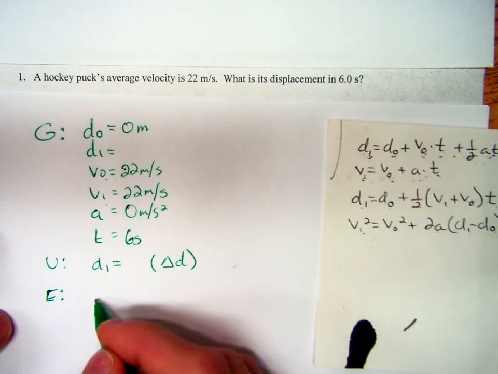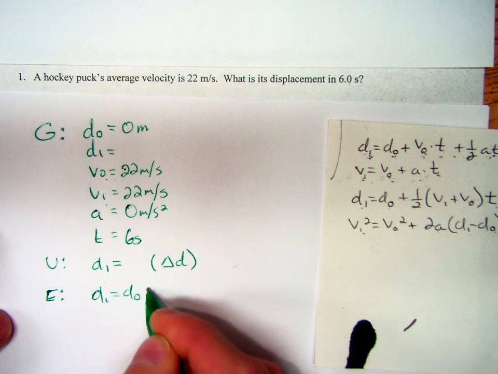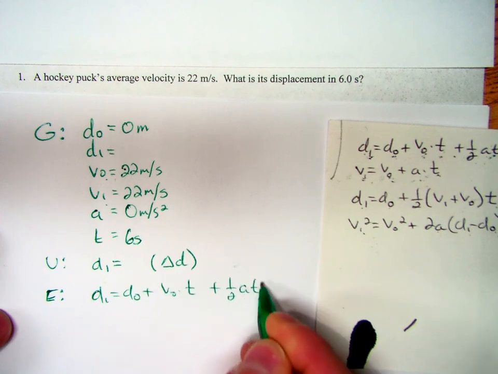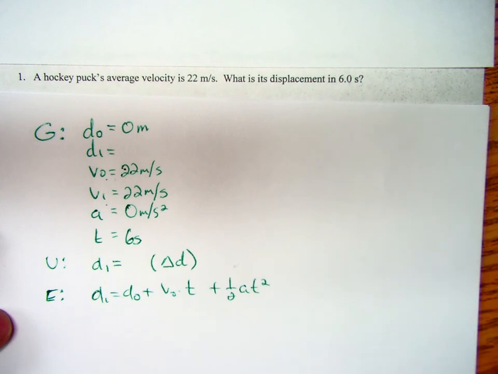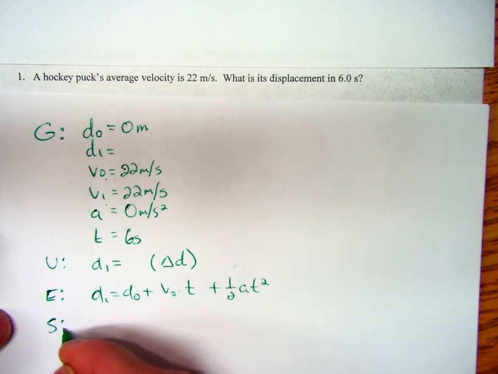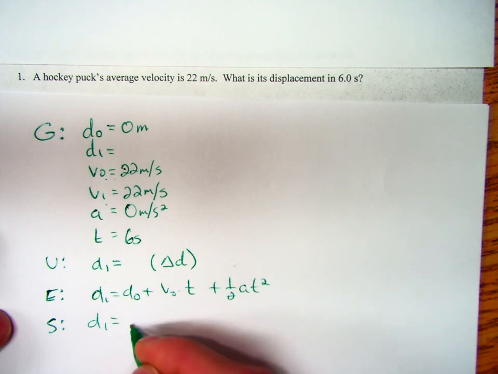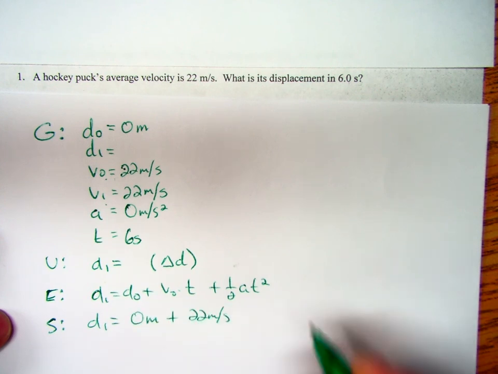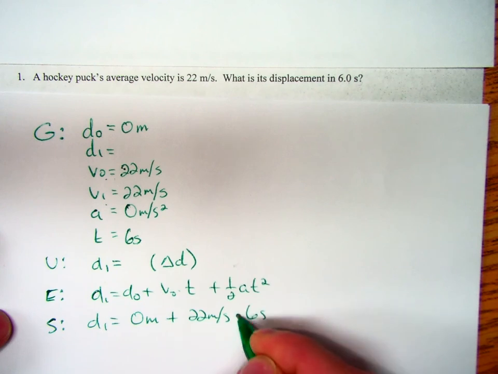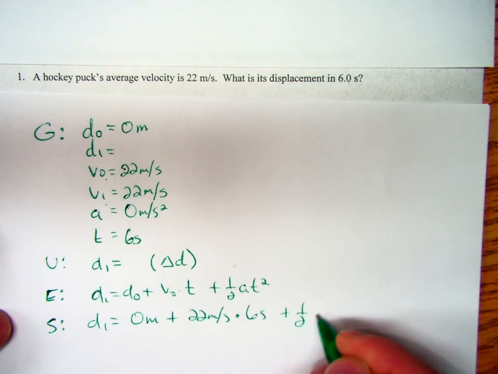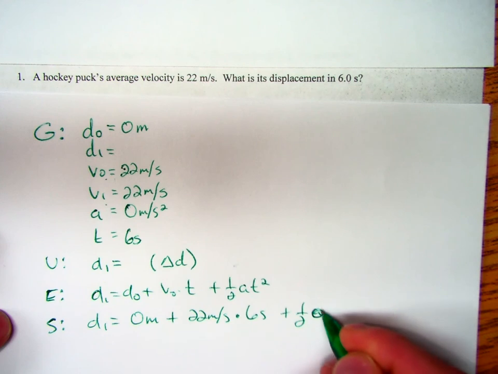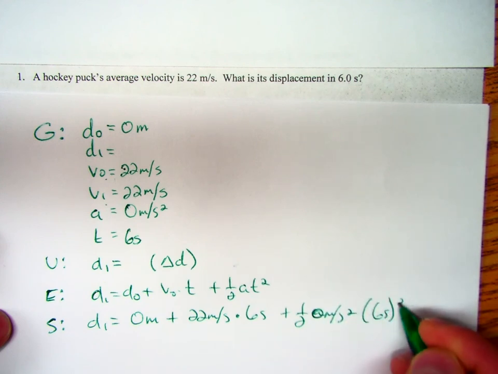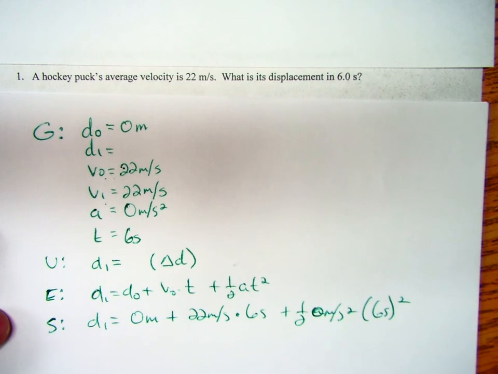And I'm going to write it down. D1 equals D0 plus V0 times T plus 1/2 A T squared. Okay? And then our substitution: D1 equals 0 meters plus 22 meters per second times 6 seconds plus 1/2 times 0 meters per second squared times 6 seconds squared. All right?